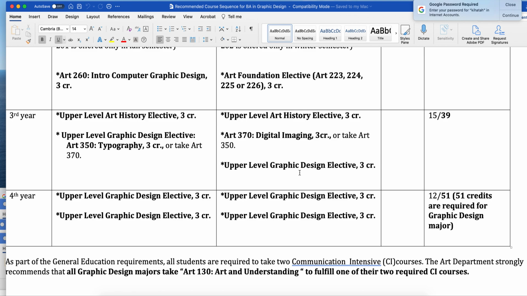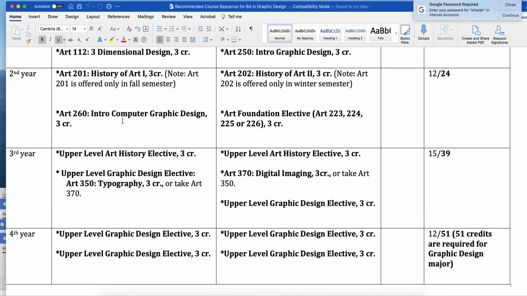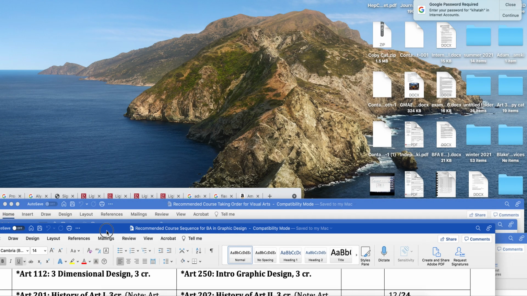So there are some courses like overseas study courses. You always get the special topic courses, and you should find out whether they count for the graphic design major or not. And if it does count, then you have to file a petition form so that it will count toward this. Okay.